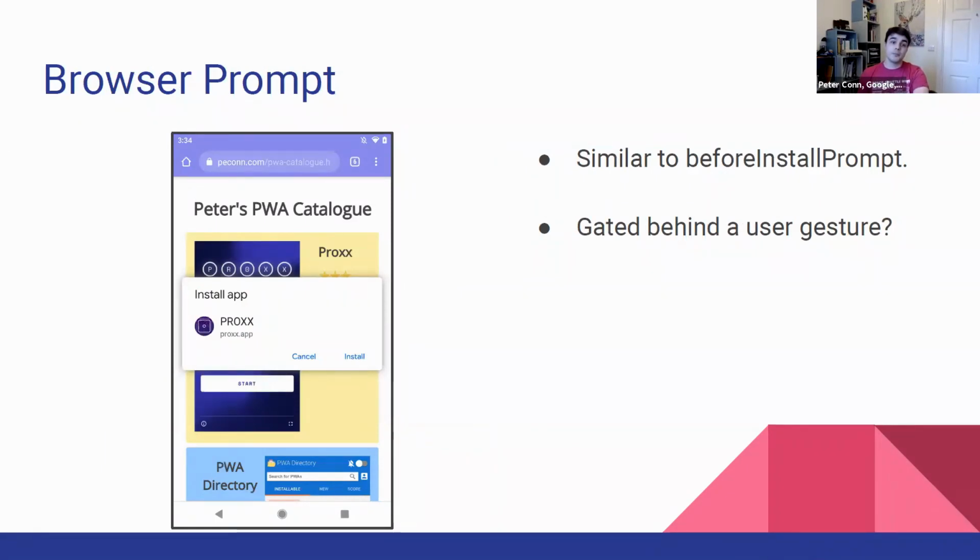We've got browser prompt. So this is a little similar to what happens with before install prompt. The user would hit install, would get some browser UI that shows the name of the app, maybe shows some more details, shows the origin of the URL, and then the user would have to interact with this to install it. We could potentially gate this behind a user gesture so that websites don't spam users with it.